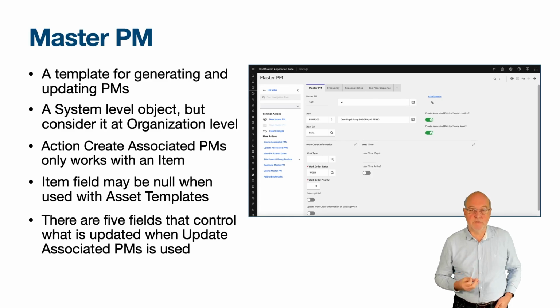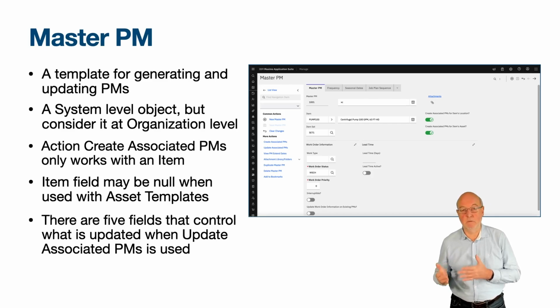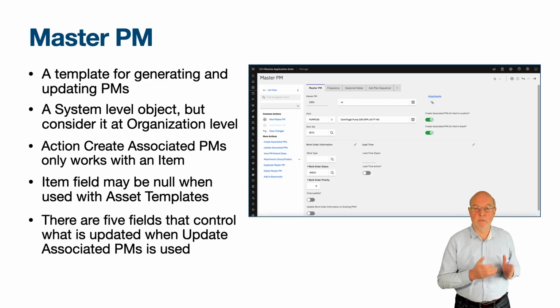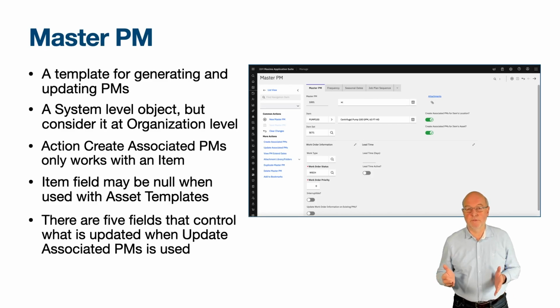The work order status would normally be one of the statuses between APPR, approved, and IMPRG, in progress, depending on your work order processes. The default is WSCH, waiting to be scheduled.